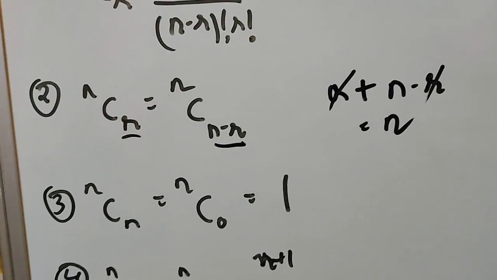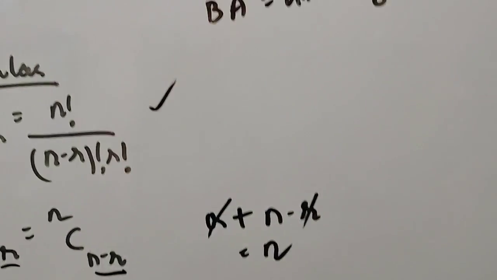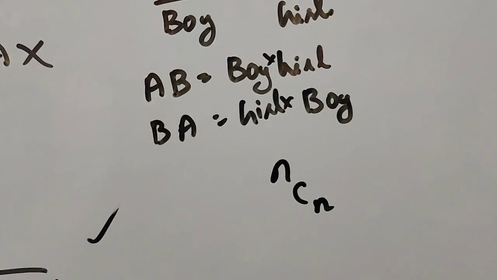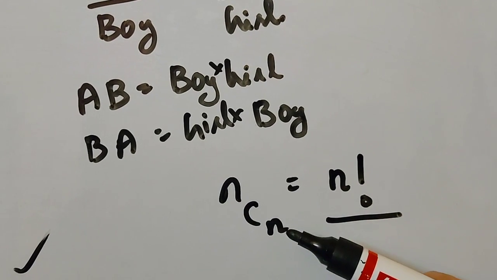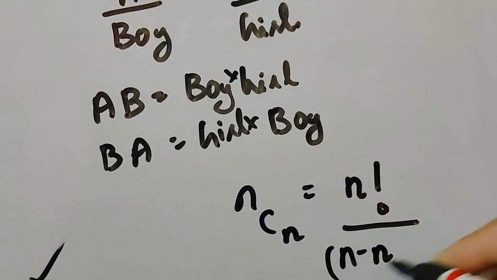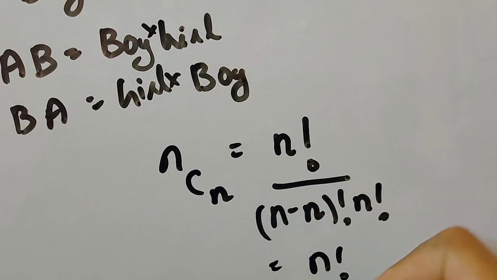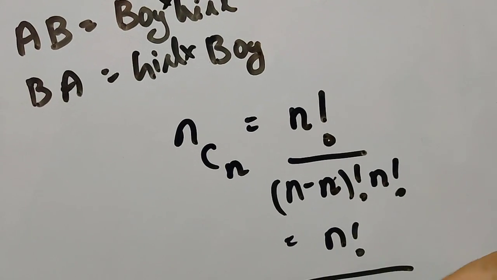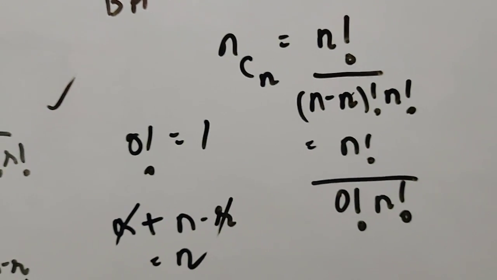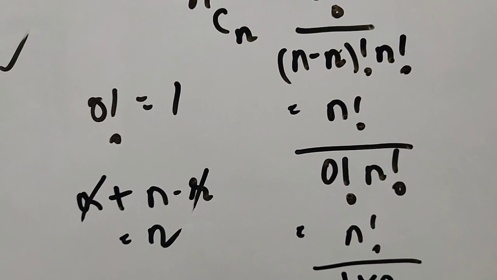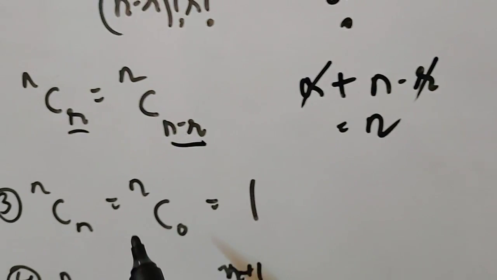Next is nCn equal to nC0 equal to 1. How? Take nCn and apply the combination formula, which is n factorial by (n minus r) factorial into r factorial. So this time it will be n factorial divided by (n minus n) factorial, that is 0 factorial, into n factorial. I told you that 0 factorial is equal to 1. So n factorial and n factorial get cancelled, and the remaining is 1. So nCn is equal to 1.